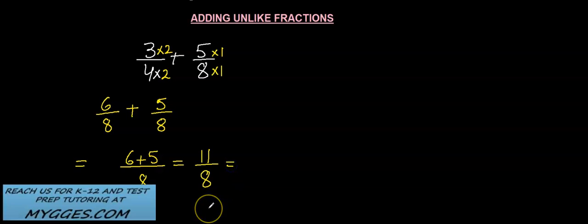And then we can convert that into a mixed number, because whenever you get your answer in improper form, always try to write your answer in a mixed form. So that would be 1 and 3/8. Now let's check how we can add without taking the LCM.